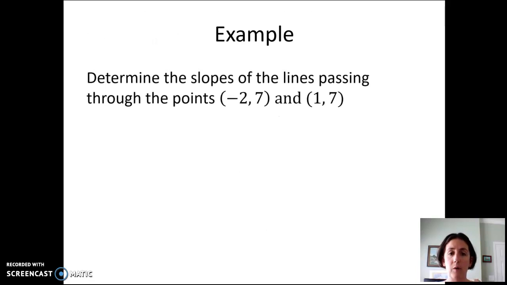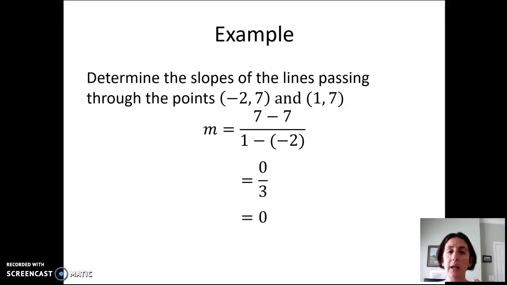Let's do one more. If we wanted to determine the slope between negative 2, 7 and 7, 1, same formula. Take the y from my second point minus the y from my first point over the x from my second point minus the x from my first point. But then that gives me 0 over 3, which reduces to 0.